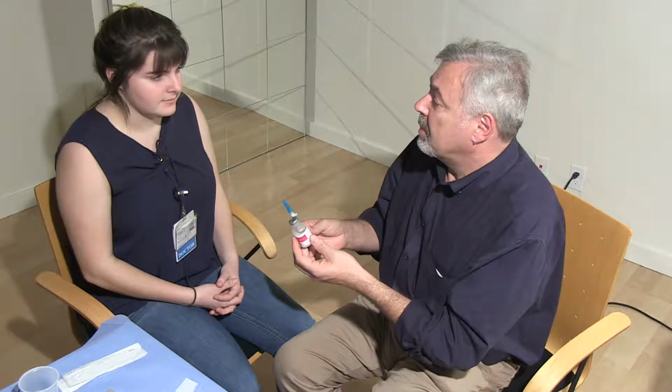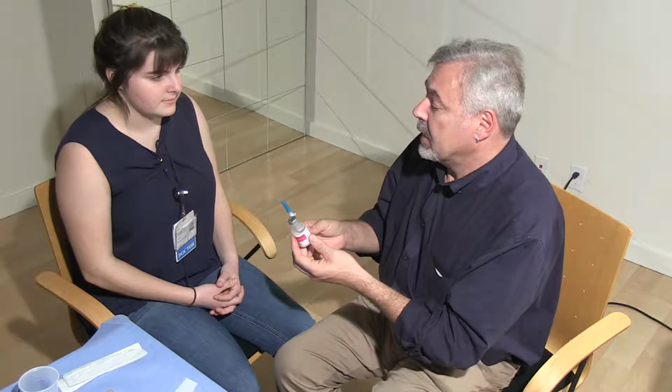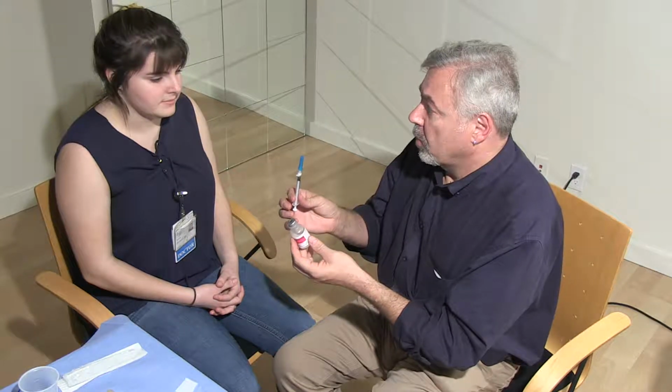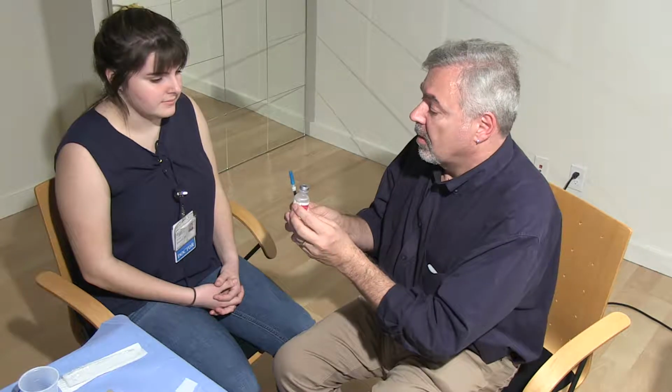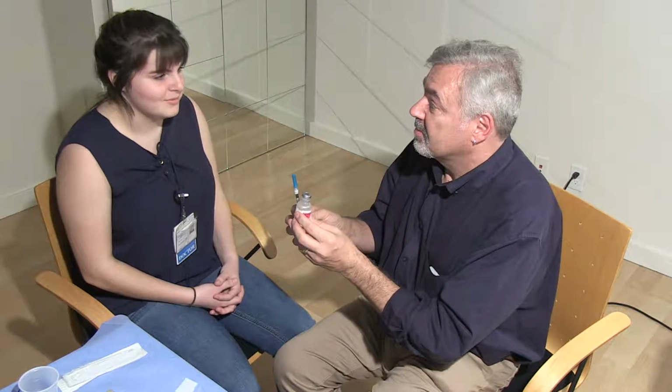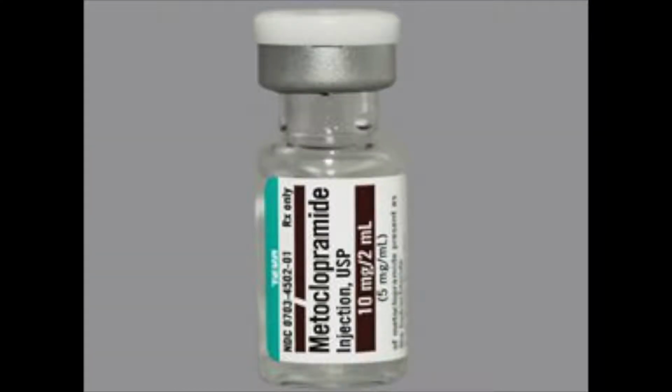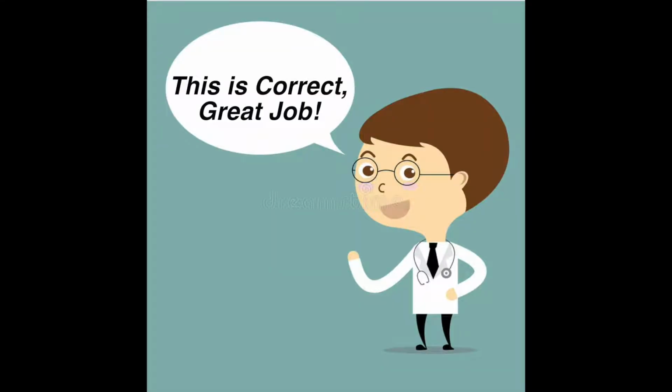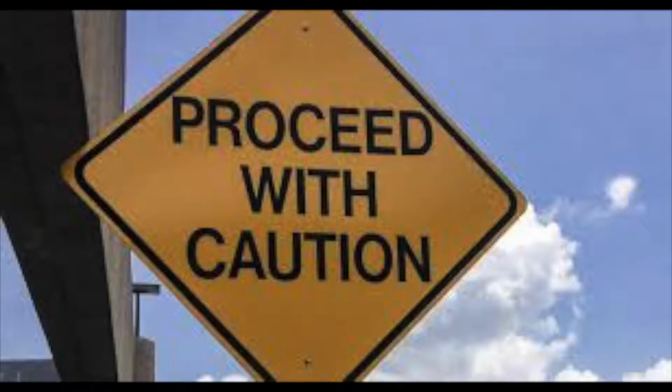Dr. Smith, please confirm. I have an order for Reglan 5 mg sub-Q times 1. I've drawn up 1 cc Reglan, 10 mg per 2 mL solution from a multi-dose vial for sub-Q administration into patient Jane Doe. The provider will confirm that you've prepared the correct amount of the correct medication and instruct the medical assistant to proceed with the injection.